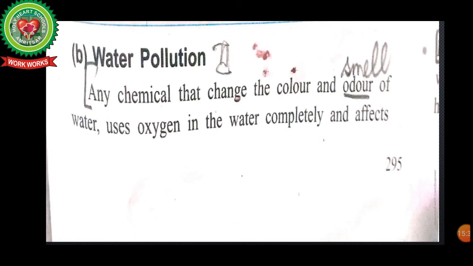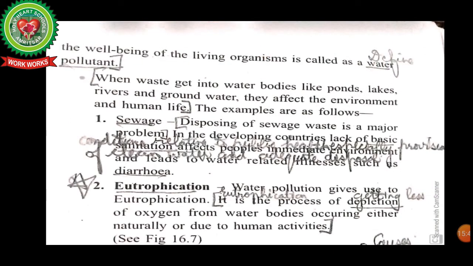Now let us read it from your book. Come to page number 295 of your book, Water Pollution. Any chemical that changes the color and odor, that is smell, of water, uses oxygen in the water completely and affects the well-being of the living organism is called a water pollutant. So children, what is a water pollutant? Any chemical that changes the color and odor of water, uses oxygen in the water completely and affects the well-being of the living organism is called a water pollutant.